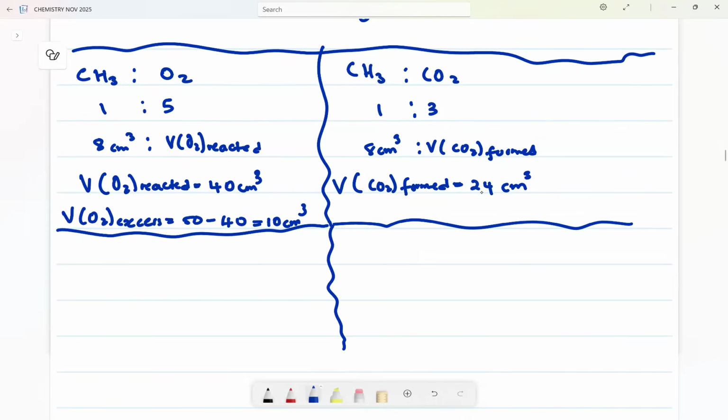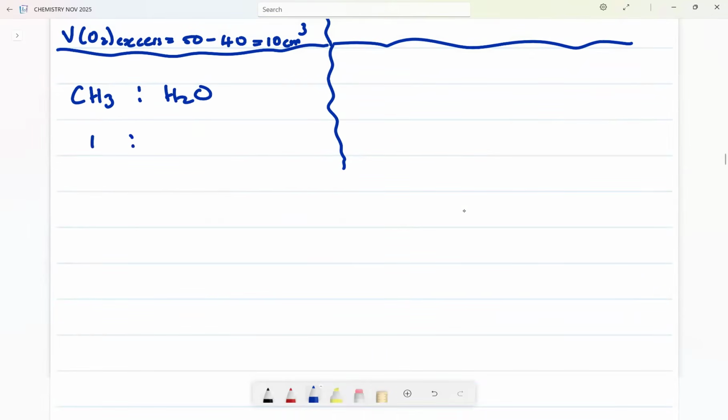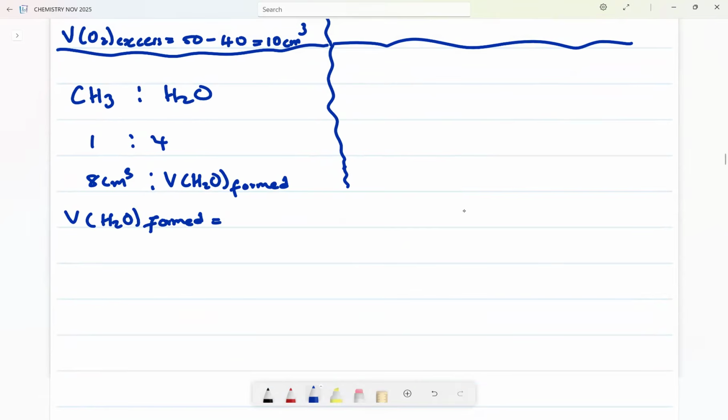Let's do the same also for H2O. So between CH3 and H2O, the mole ratio is 1:4. Therefore, we have 8 centimeter cubed here and then we want the volume of water that is formed. Okay, then the volume of water that is produced is now 4 times 8, which is 32.